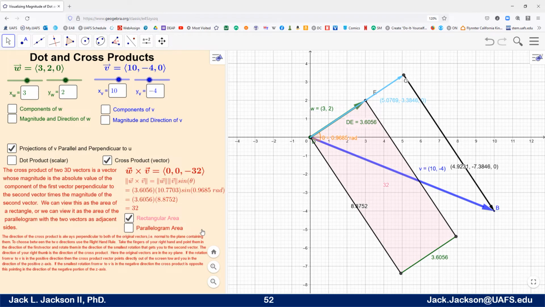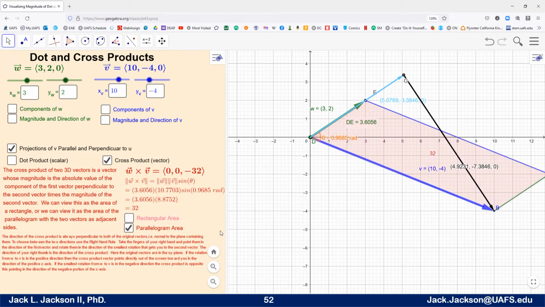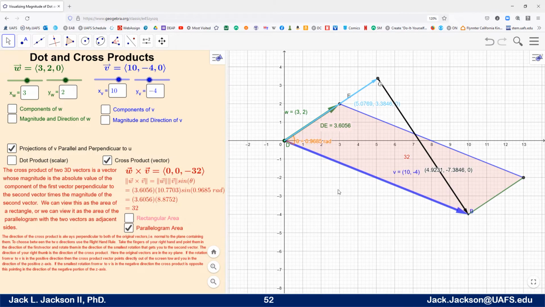So we can see that it's a nice variation on a theme of what we saw with the dot product, if we think of it that way. And we could also think of it nicely as this area of a parallelogram, where the two sides of the parallelogram are your two vectors. So we can think of that as a nice parallelogram area.